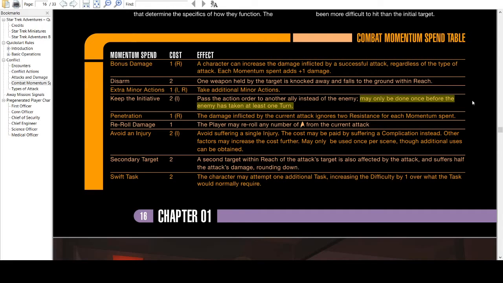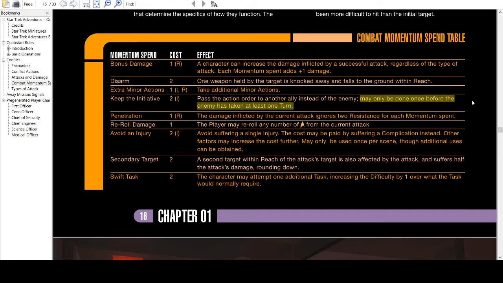So normally you can actually just give more threats to the GM to pay the cost of momentum. But in this case, to avoid injury, you have to give a complication instead of giving threats. Other factors may increase the cost further, may only be used once per scene, though additional uses can be obtained. And in this case, it's using the recovery action, minor action.